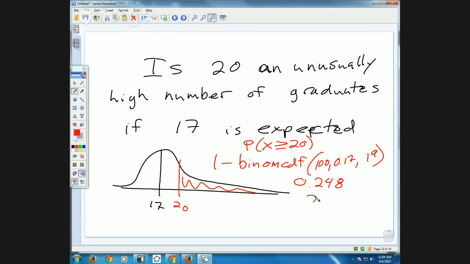That's .248, so about 24.8%. Is that less than 5%? No, so it's not unusually high. It's close enough to 17 to say, yeah, it's not too far from 17.